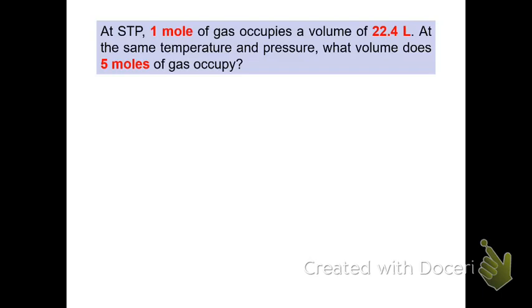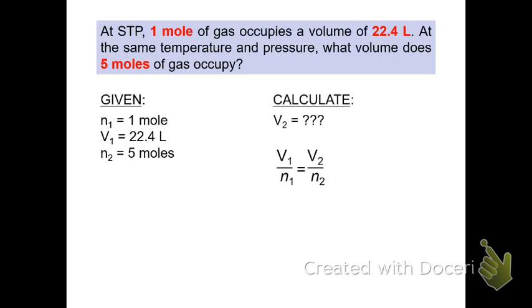And you can prove that mathematically using that equation: V1 over N1 equals V2 over N2. Okay, so using this equation to find V2, we can isolate V2 by moving N2 to the other side. So now V2 is equal to V1 times N2 divided by N1. Okay, and then all you have to do now is plug in the numbers.